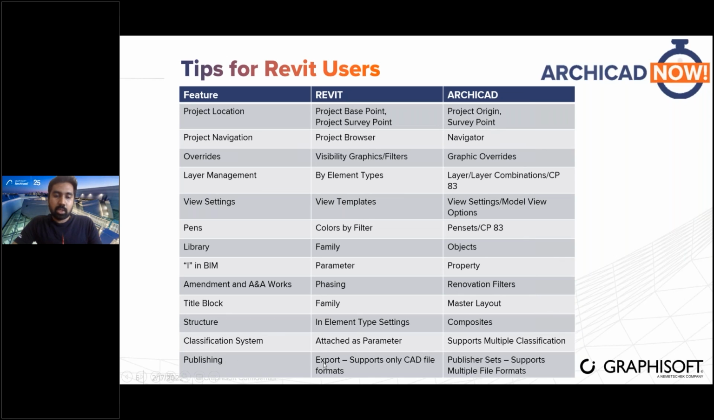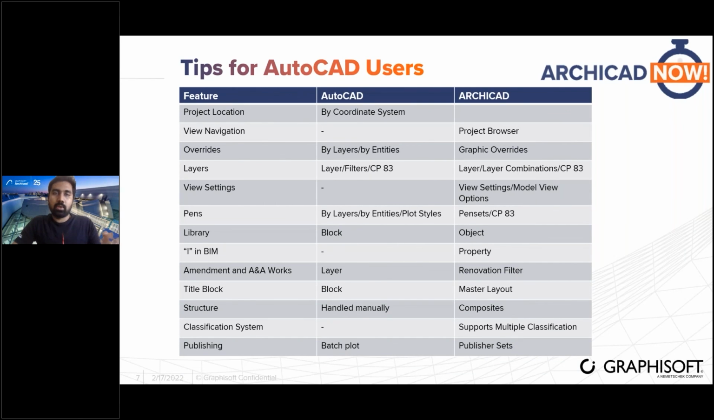For publishing, the export option supports only CAD file formats in Revit, but in Archicad, we can export in multiple file formats like PDF, DWG, IFC, BIMX, and so on. So multiple file formats are supported compared to Revit. The next is for the AutoCAD users. When you're migrating from AutoCAD to Archicad, let's see the feature comparison.